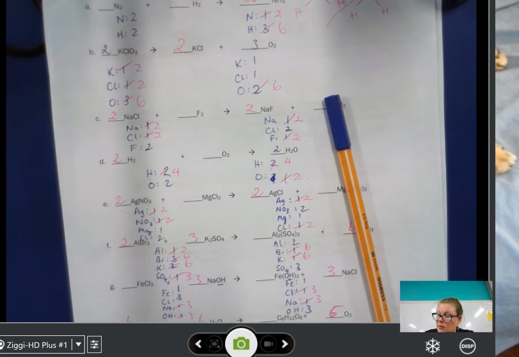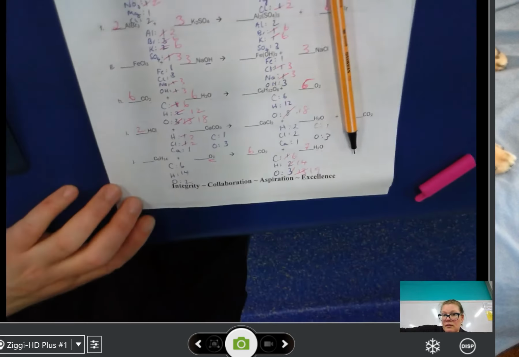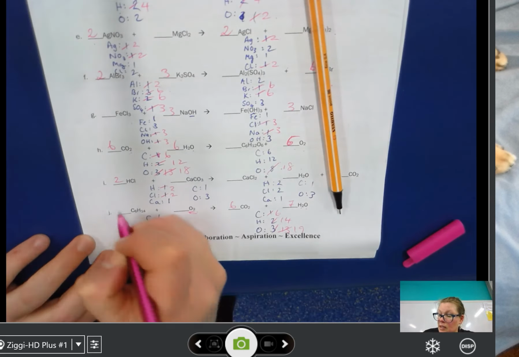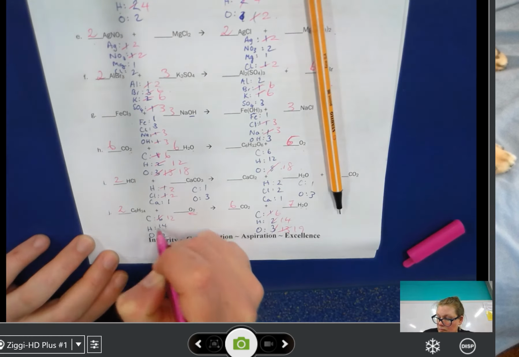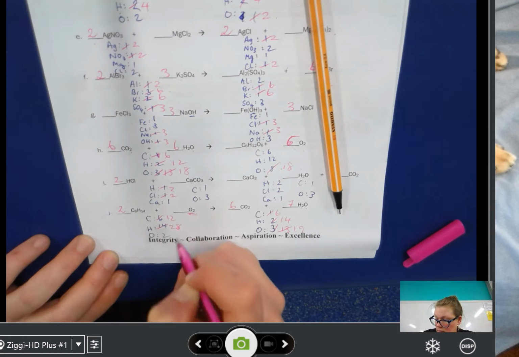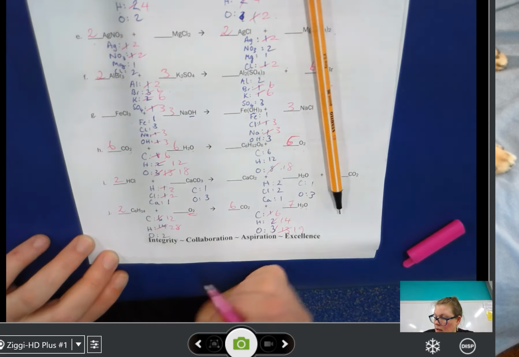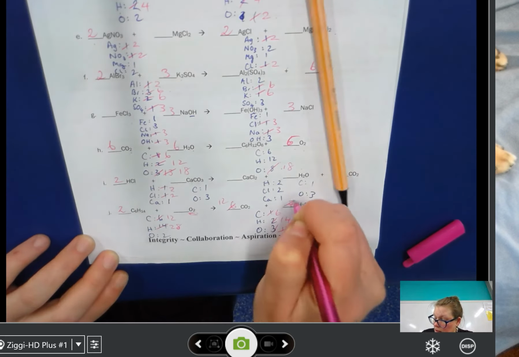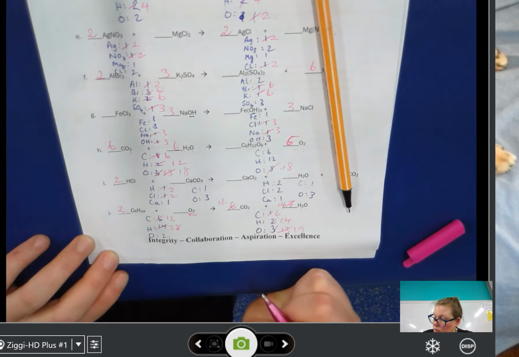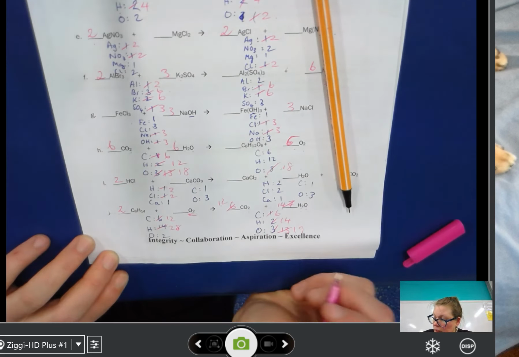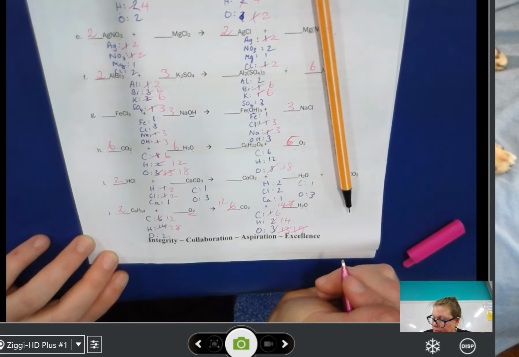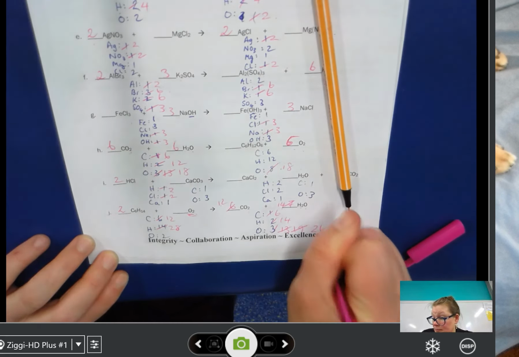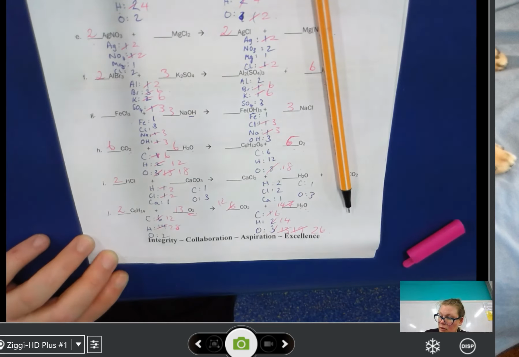Now the problem we have is that we must have an even number, so we're going to have to double this side first. Okay, so then we go over here and we do the same. So in order to do that we have to have 12, we need to have 14. That gives us 12 times 2 is 24 plus 14 is 26, which means we need to have 13 oxygens over there.